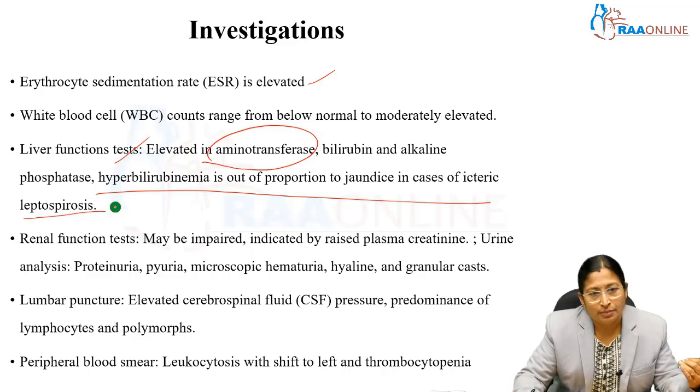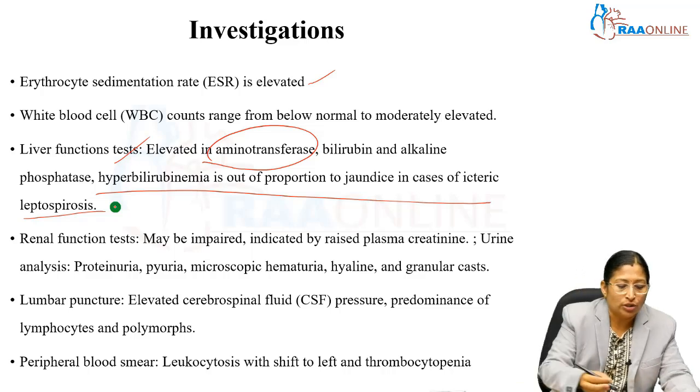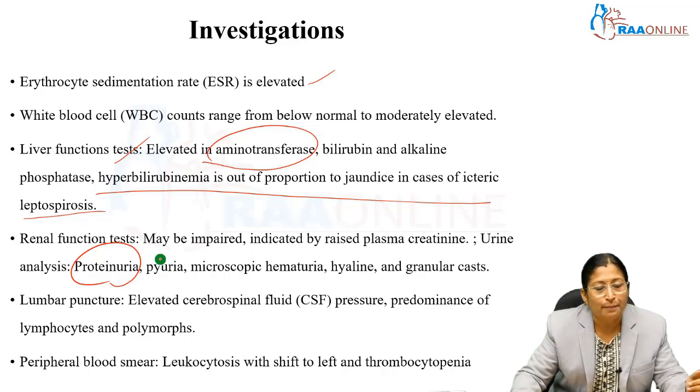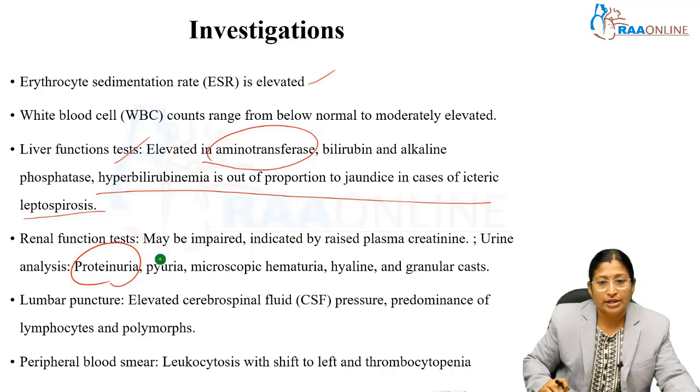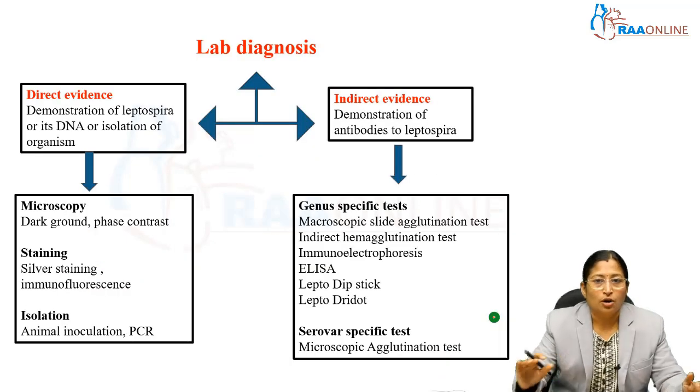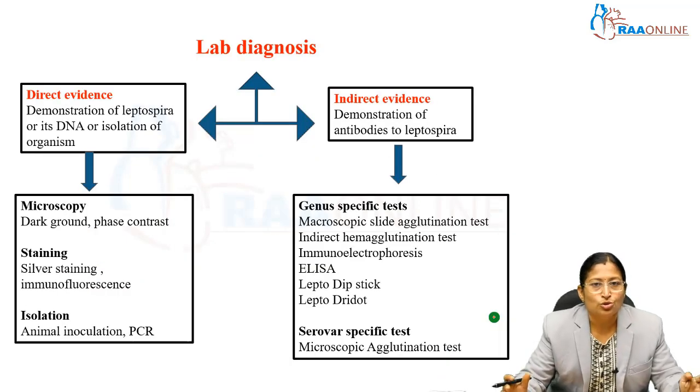Renal dysfunction: if there is renal dysfunction, you can have an elevated plasma creatinine. Apart from that, proteinuria is one other finding. Because there is tubular dysfunction, you can have proteinuria, pyuria and hematuria. On lumbar puncture in case of meningismus, you can demonstrate lymphocytic predominance. On the peripheral smear, as already discussed, you can have leukocytosis with a shift to the left, neutrophilia, and thrombocytopenia can also be present. So this is the overall chart for the definitive diagnosis of leptospira.